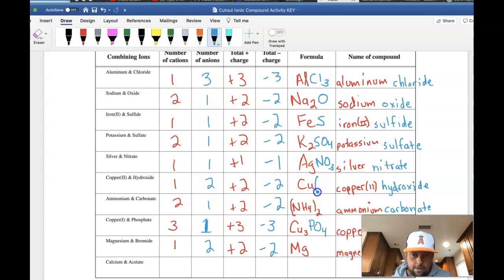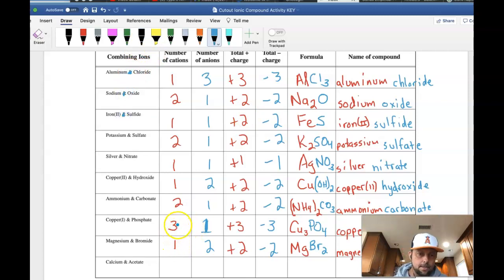Copper 2 hydroxide, I'll need parentheses, so 2 separate hydroxide ions connected to each copper. For ammonium carbonate, 2 ammonium ions, and again I need parentheses. Carbonate, just 1 carbon and 3 oxygens, which all together makes a carbonate ion. And then magnesium bromide will be MgBr2. And like we talked about in class, the name is just what you get if you scratch out the and symbol. You're just naming those 2 ions.